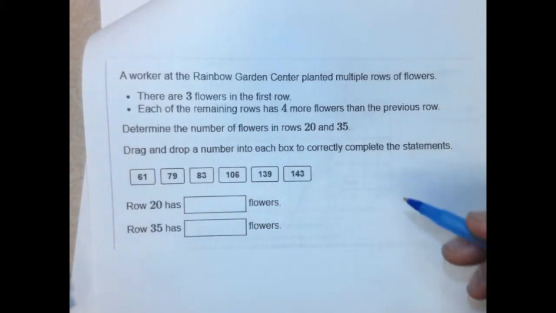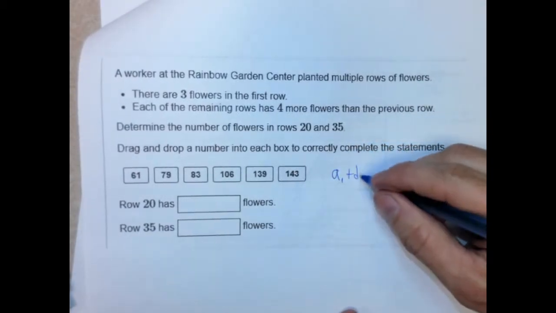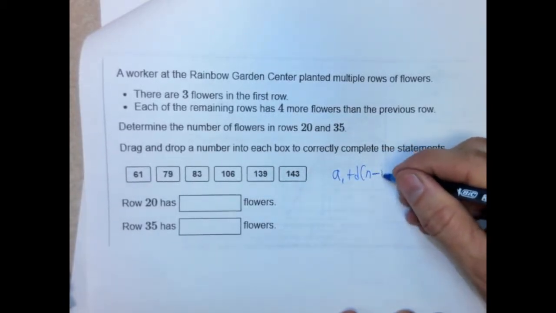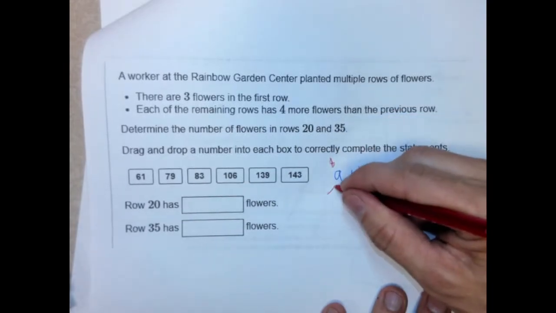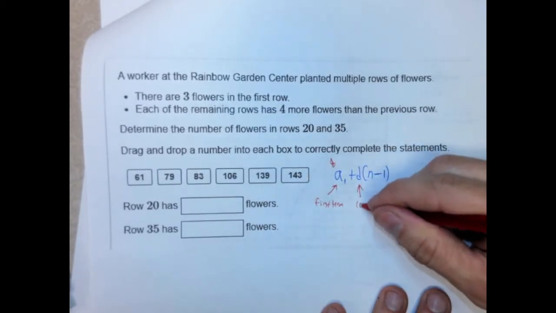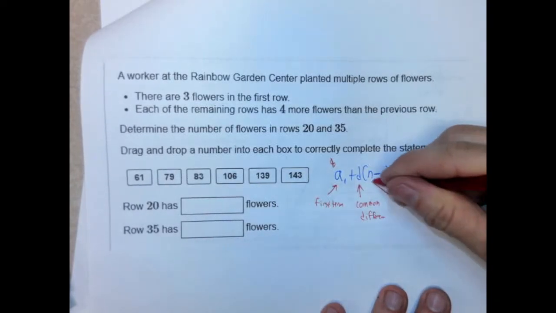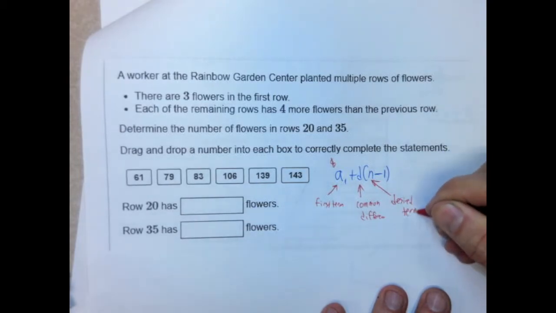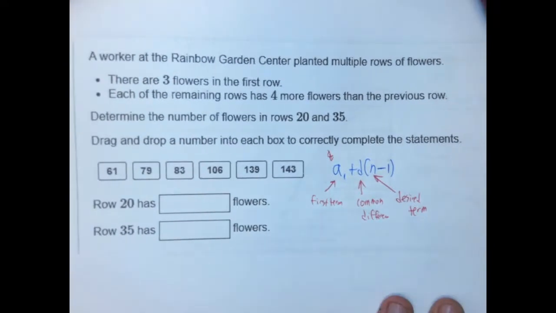Okay, so this is an arithmetic sequence problem. Let's go ahead and write the arithmetic sequence formula here. So a sub 1 plus d, which is our starting value. D is a common difference. And then n is the desired term in the sequence, minus 1. So let me label that. So first term, common difference, and desired term. I'm going to zoom in a little better so you can see that. Okay. All right, so we're going to use that.